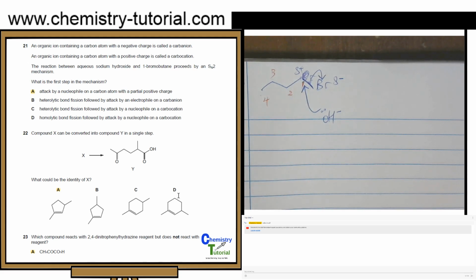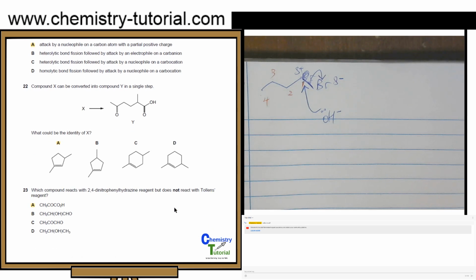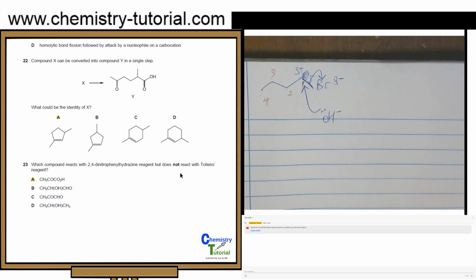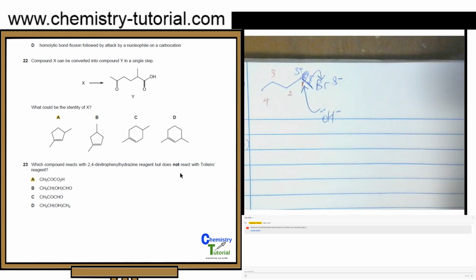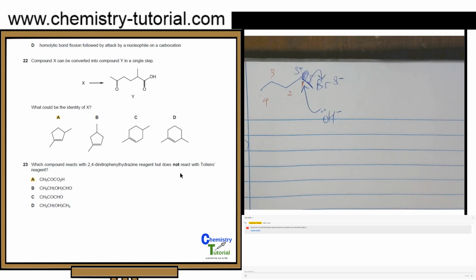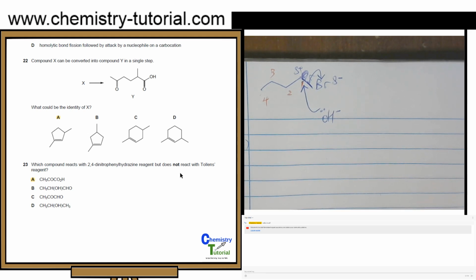So let's look at question 22. Compound X can be converted into compound Y in a single step. What I usually tell my students is that you always count the number of carbon atoms. As you can see in this case, your product, compound Y, has 1, 2, 3, 4, 5, 6, 7 carbon atoms. Let's check the number of carbon atoms for A as well: 7. For B: 7. Then 8 and 8. Now, in that case, my favorite options will be A and B.